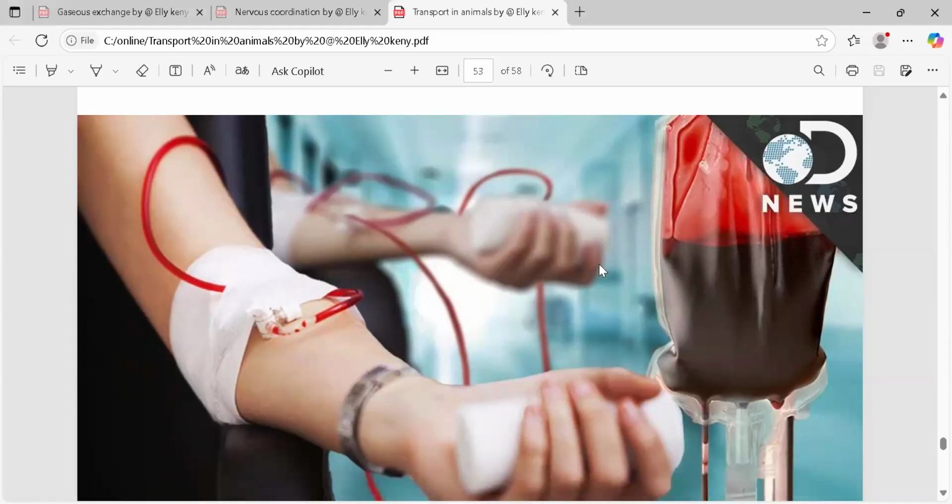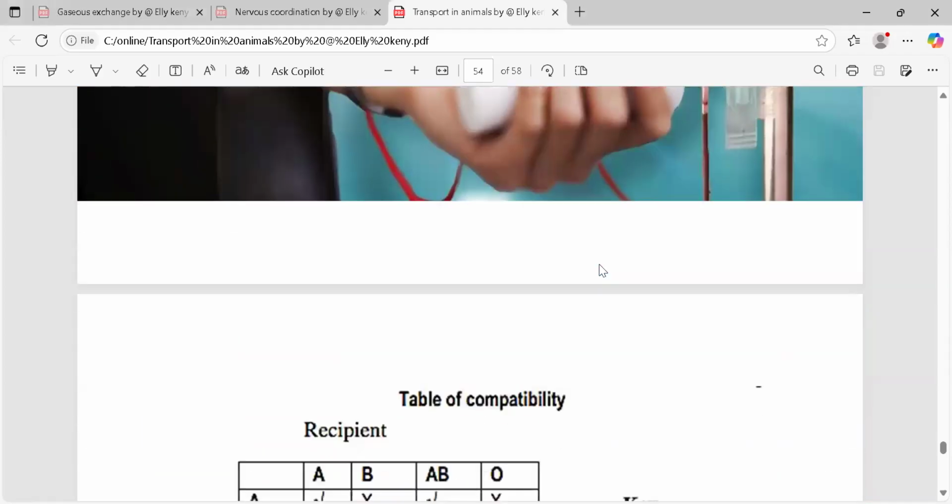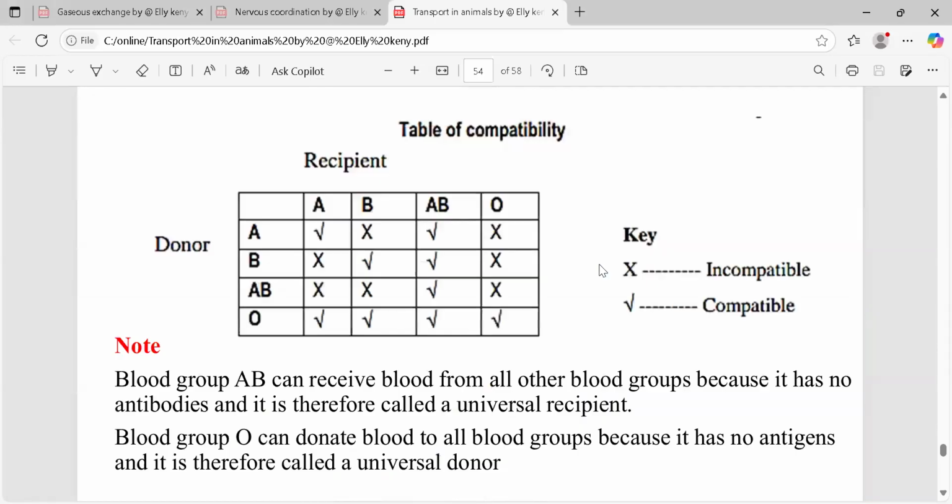So we're still talking about transfusion of blood. Let's go through the table of compatibility. We have the donor on this side, and we should take those things seriously. The donor is here, and then the recipient here. So in this case, A can give blood to A. That's shown by a tick. A cannot give blood to B. That's why there is a cross here. And then A can give blood to AB. And then A cannot give blood to O. That's why there is a cross there.